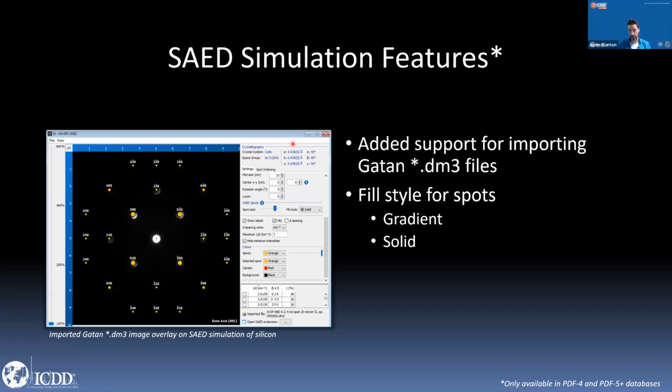However, now we've added support for DM3 files. So not only can you import image files, but you can now import DM3 files that were exported in the Gatan software. We've also added another fill style option for the spots. So the spots for this SIeve simulation can be displayed as a gradient spot or as a solid spot. So if you look at the screenshot on the left, this is an imported Gatan image overlaid on a SIeve simulation of silicon.